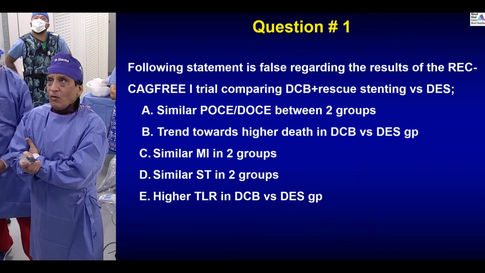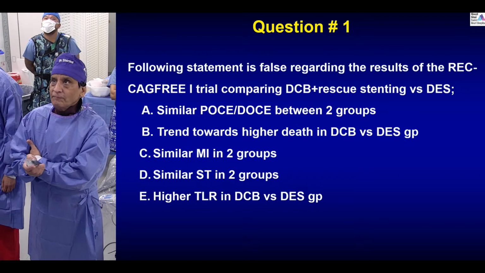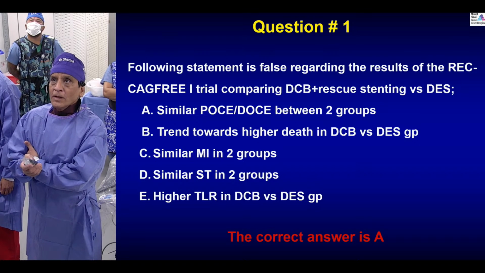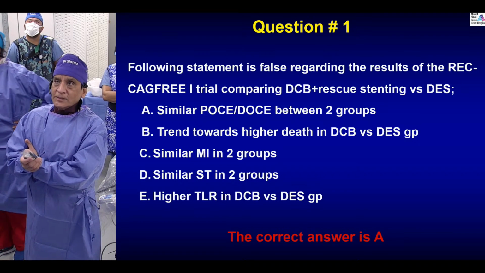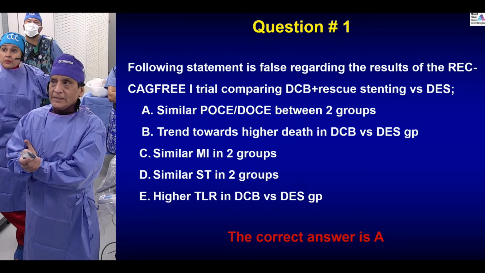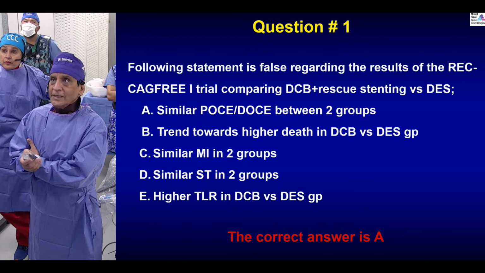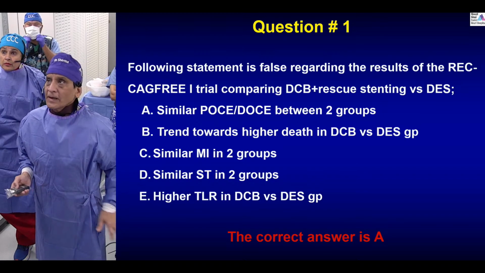Following statement is false regarding the results of REC-CAGEFREE 1 trial comparing drug-coated balloon plus rescue stenting versus DES: similar POCE, trend towards higher death rate, similar MI, similar stent thrombosis, and higher TLR. It's not similar device or patient oriented outcomes because event rates were higher in the DCB group compared to the DES group.